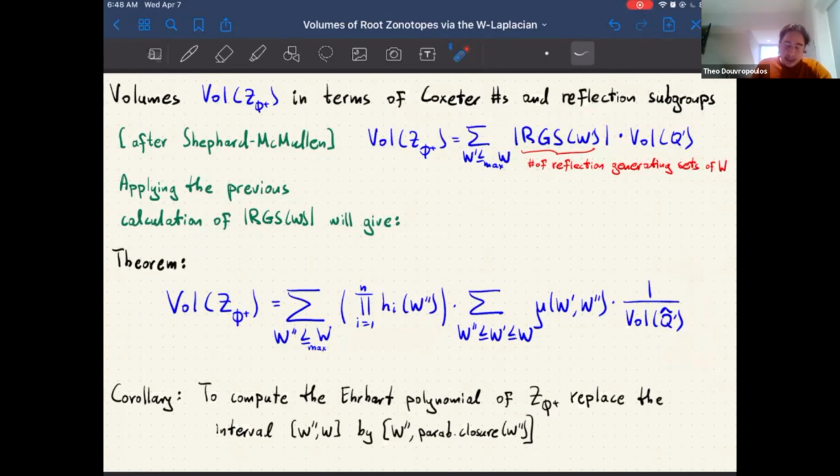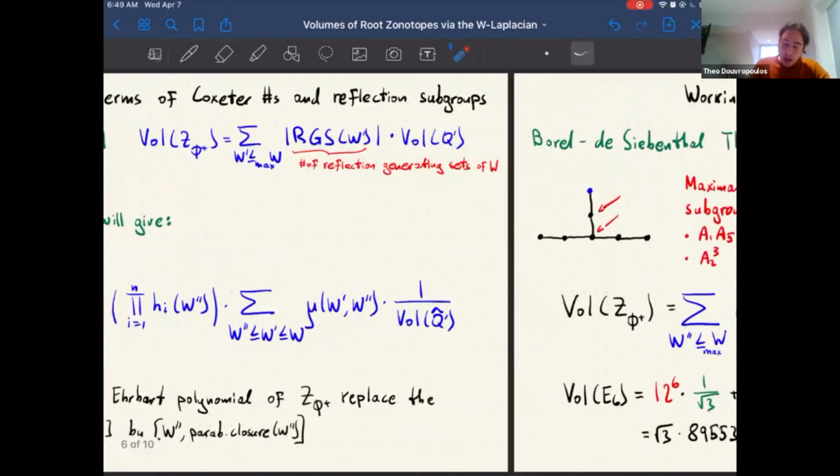And I also want to say that the same ideas work to calculate the Ehrhart polynomial. Instead of having an interval here that is between maximal rank reflection subgroups and all of W, you're going to have intervals that take reflection subgroups and their parabolic closures. And that would give you the coefficients of the Ehrhart polynomial. So, things that you would expect to work out nicely.